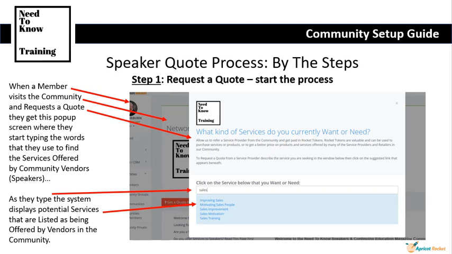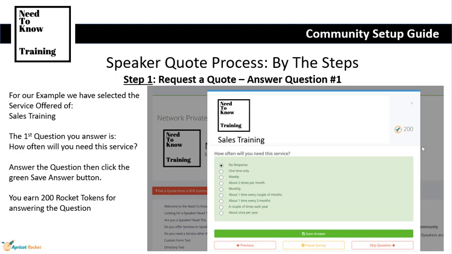What you're going to do is type the service that you're looking for in the white box, and as you start typing, the list of services that match will start to show up. So in this case, you see I'm typing the word sales, and things like improving sales and motivating sales people and sales improvement and sales motivation and sales training. Anytime the word sales is in one of the services, or in this case their speaker topics, it'll show up. So in this case, I click on sales training, and that takes me to the first step in the quote request process.